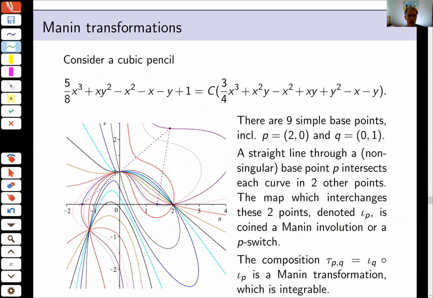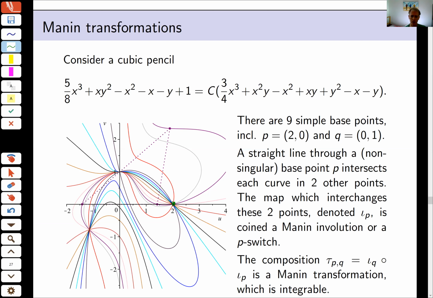This is where we have a cubic pencil. And a cubic pencil has a number of base points. And if we take one of these base points, a simple base point, for example this one, that is a base point of the pencil. We fix that.